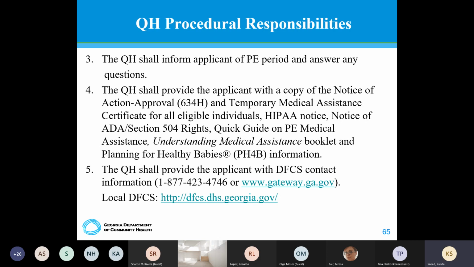Give them a copy of the HIPAA notice, except for the signature page, which you keep. A copy of the notice of ADA Section 504 rights. A copy of that quick guide letter form that we've seen. A copy of the Understanding Medical Assistance booklet and the P4HB information. If they need DFCS information, you can give them the 1877 number or the web address. And if for some reason they want their local office information, you can click on that link right there to pull up the county they're in and give them that information.